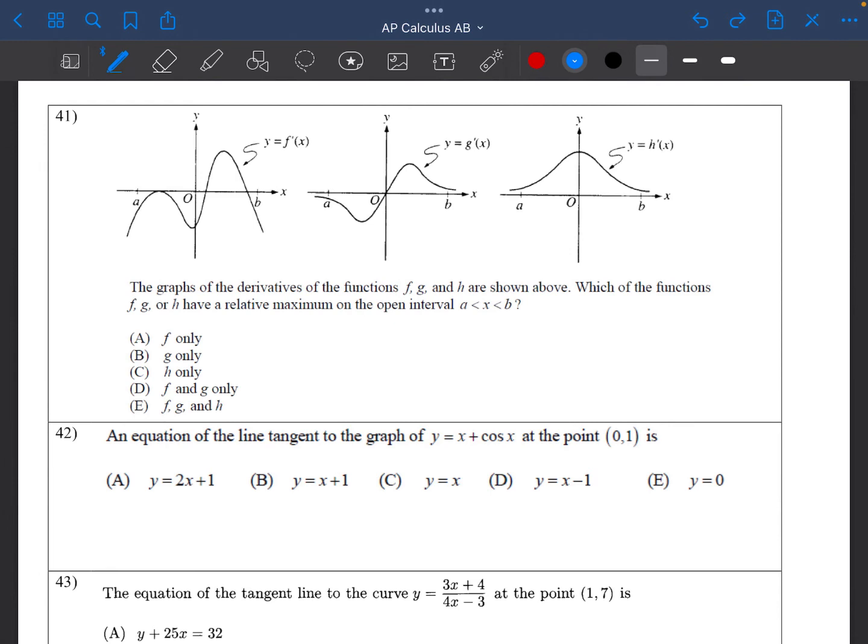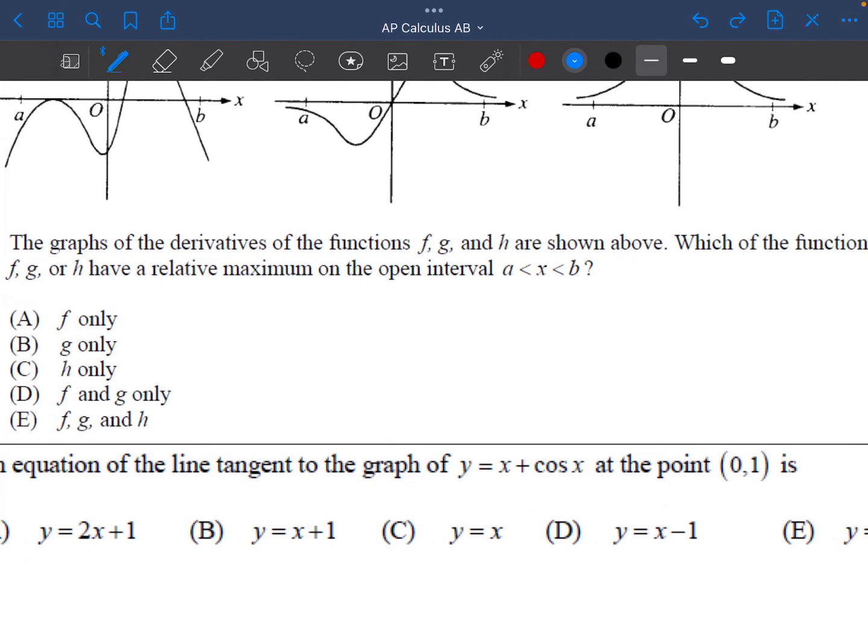Number 41. We have the graphs of the derivatives that are shown above. We're trying to find which ones have a relative max. The main thing that we need to know is, I know that we're talking about f, g, and h, but I'm just going to do the analysis for f. When I'm doing an f relative max, that means I'm talking about an f prime, let's do a colon here, f prime goes from a positive to a negative. And it's easy to swap out, like g relative max is g prime positive to a negative, etc.